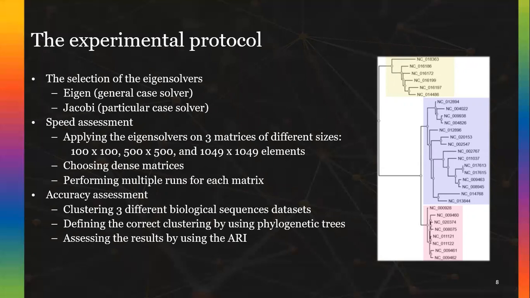Next, for the assessment of the impact on the clustering accuracy, we select 3 biological data sets for our experiments. The reference clustering of these data sets was deduced by building their corresponding phylogenetic trees as illustrated in the adjacent figure. Then the clustering accuracy was assessed by computing the adjusted rand index, that is an external clustering validation index that ranges between 0 and 1, where the score of 0 represents a completely different clustering, while the result of 1 shows a matching clustering with the reference.